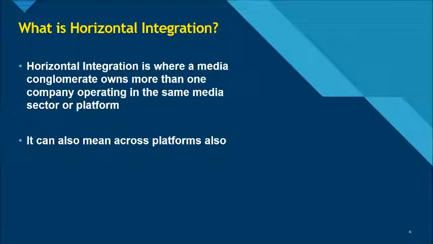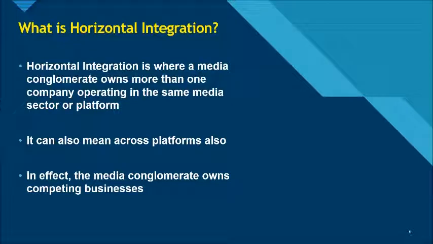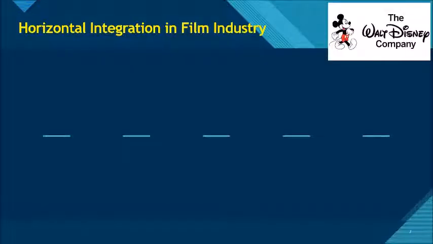A slightly less well-known version, it could also mean across different platforms, so it's where a conglomerate could also own companies of a similar size in film, television and publishing and so on. And in a sense, the media conglomerate will own companies that are actually competing with each other for the same business. So let's take a little example of this with the Disney company.